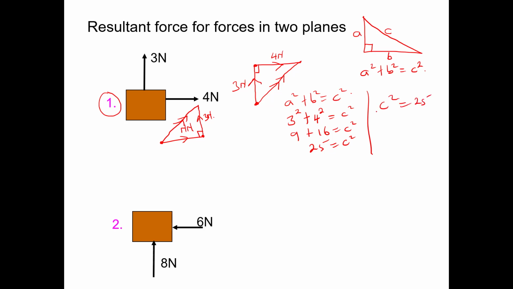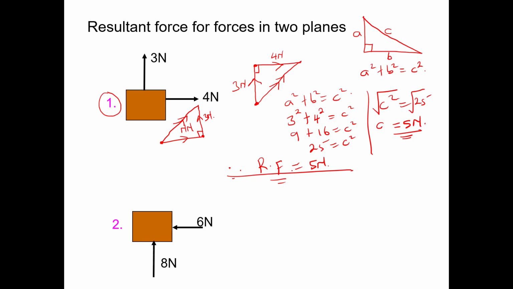From this step, what do we do? We take the square root. So the square root of C squared is C, and the square root of 25 is 5 newtons. And please use a calculator. Therefore, our resultant force is equal to 5 newtons. And that is what we do, as simple as this.